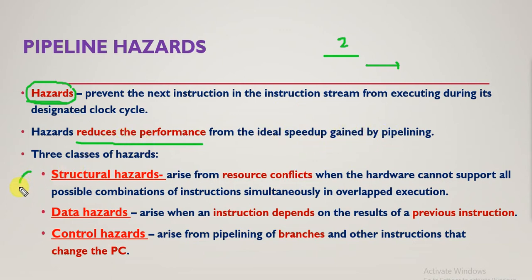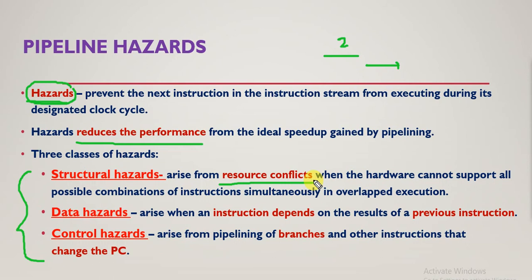There are basically three classes of hazards. We will just see what those hazards are. We will see these hazards in detail in the next video. So the first one is structural hazard. This delay happens because of resource conflicts.